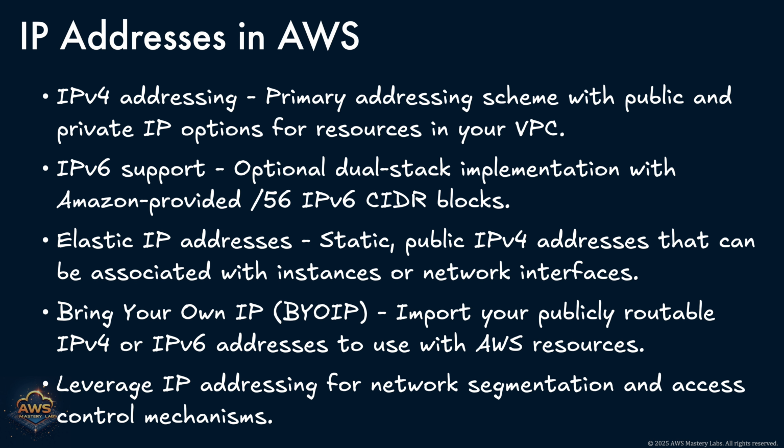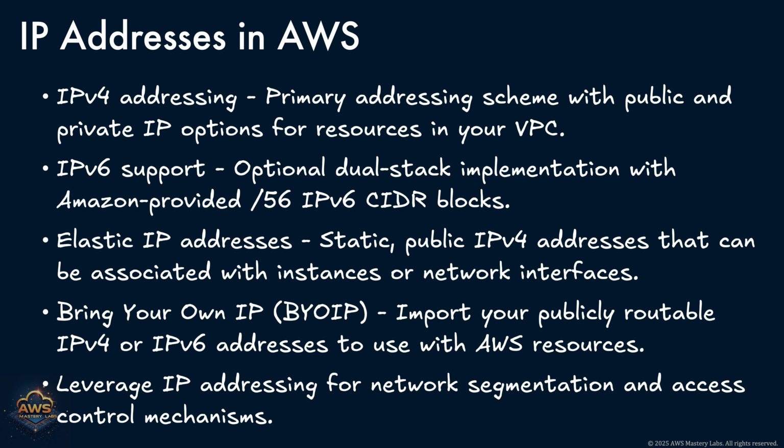These blocks can be sized from /28, offering 16 IPs, up to /16, which provides 65,536 IP addresses. For growing environments, AWS allows you to add secondary CIDR blocks, giving you flexibility to expand your address space without creating new VPCs. Alongside IPv4, AWS also offers IPv6 support.